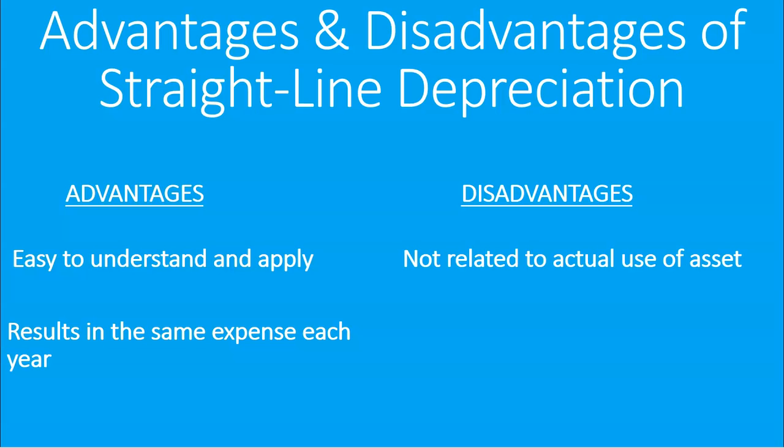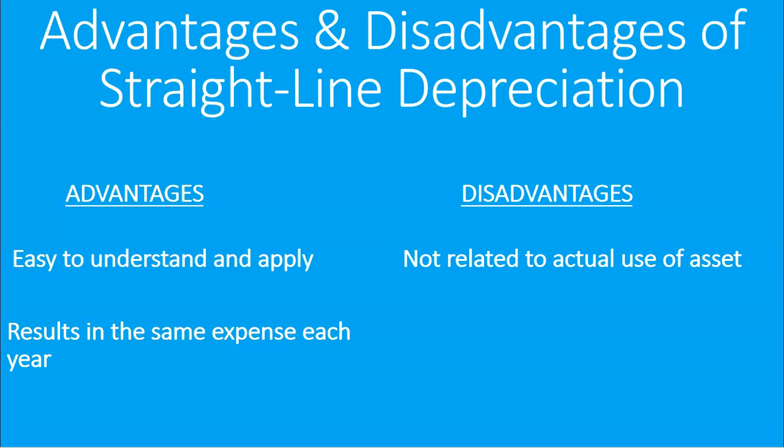However, it is not related to actual use of the asset. And so as we move through this chapter, we're going to see some examples of other depreciation methods, and some of these are far superior. Now, they're not as easy to apply, but they do have other advantages.